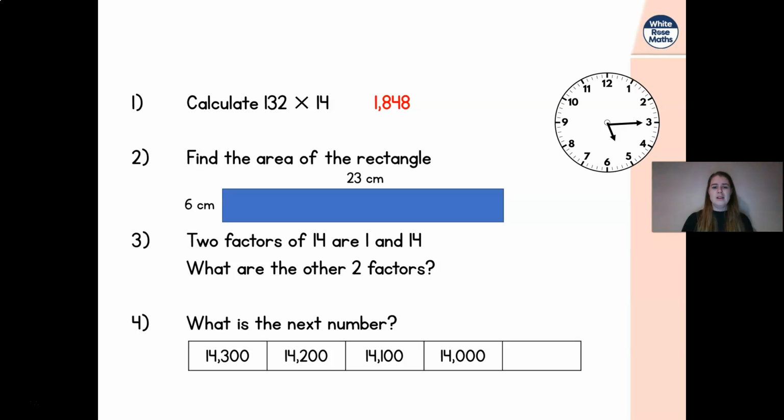1,848. Find the area of the rectangle. And we know that for area, we're multiplying the length by the width. So it's going to be 23 multiplied by 6. And because it's area, it's got to be centimetres squared. The answer is 138 centimetres squared.